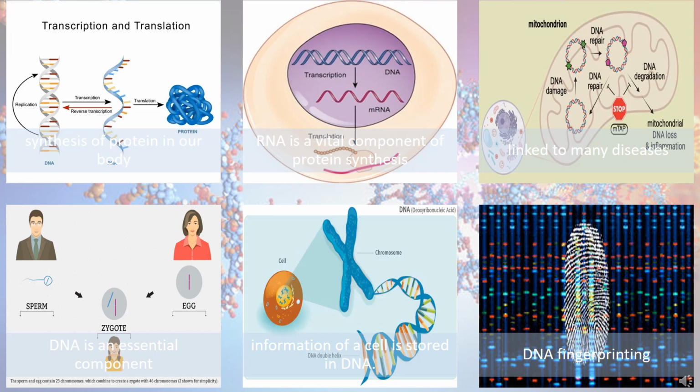Nucleic acid is responsible for the synthesis of protein in our body. RNA is a vital component of protein synthesis. Loss of DNA content is linked to many diseases. DNA is an essential component required for transferring genes from parents to offspring. All the information of a cell is stored in DNA. DNA fingerprinting is a method used by forensic experts to determine paternity. It is also used for the identification of criminals. It has also played a major role in studies regarding biological evolution and genetics.